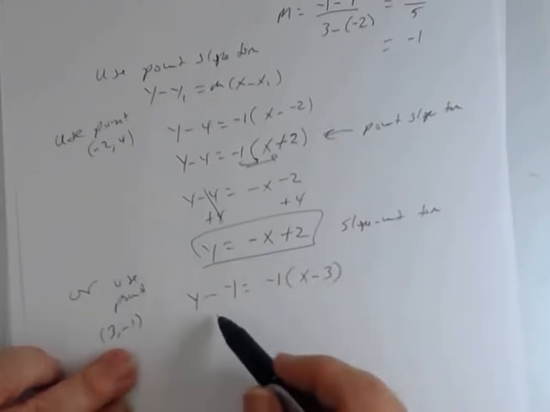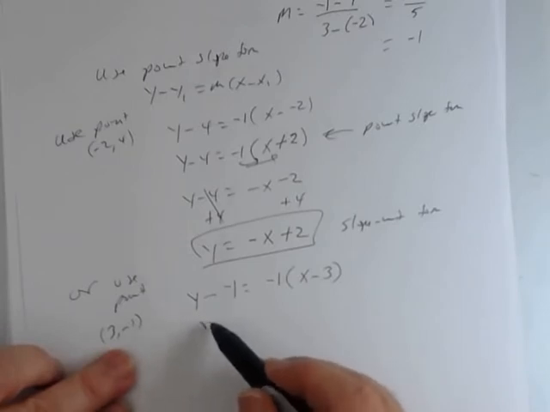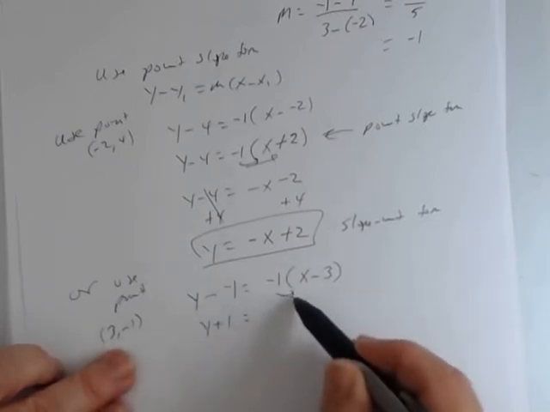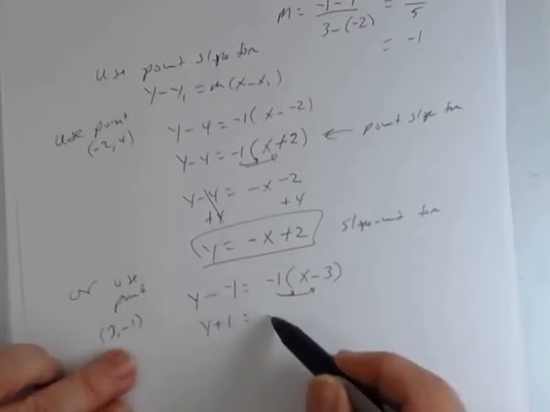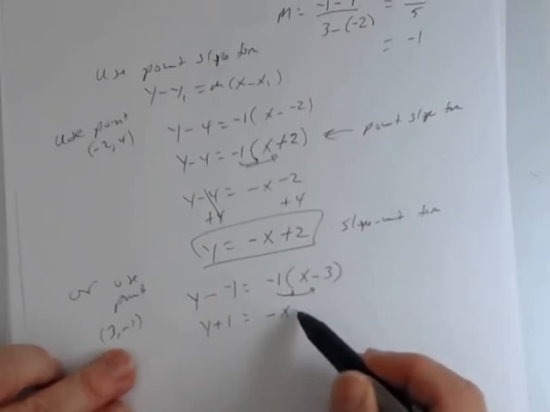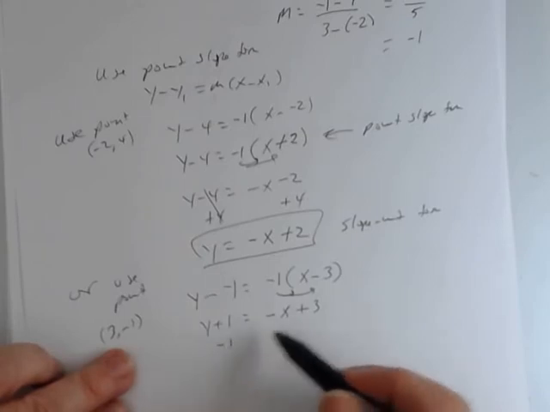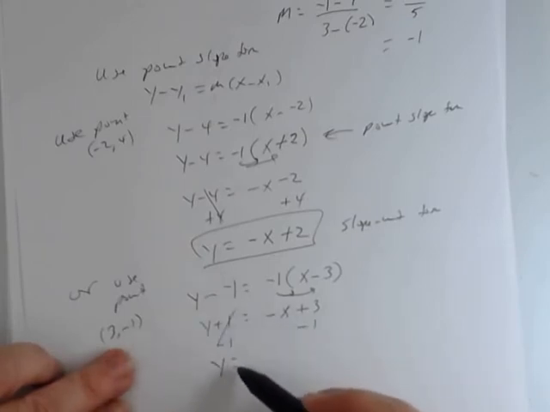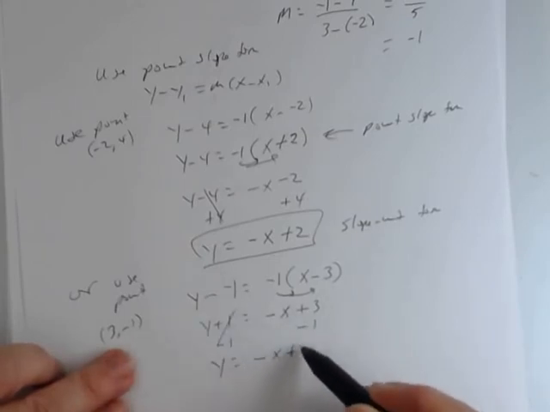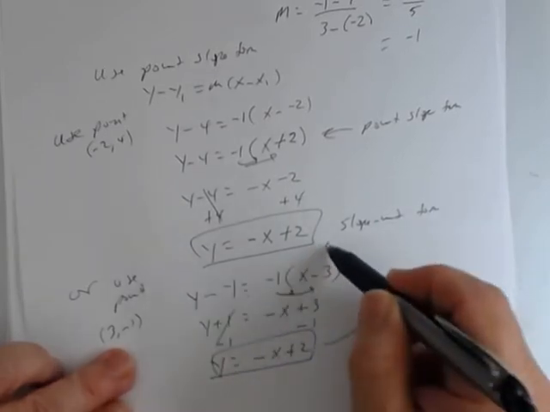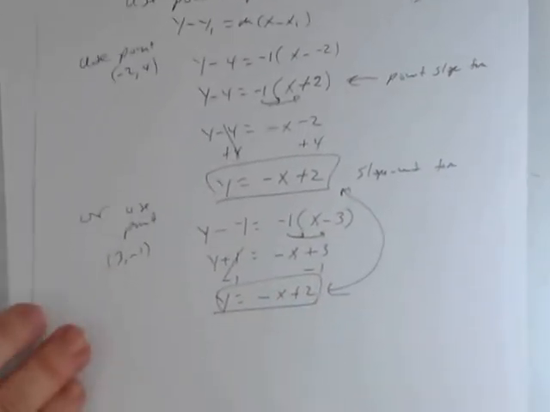y subtract negative 1 means y plus 1. Rewrite it. Distribute the negative 1. This is negative x and then what? Plus 3. Finally, do what to both sides? Subtract 1, and so what's y? So you see, you get the same answer no matter which one you use. So it does not matter which point you use. Okay? All right.